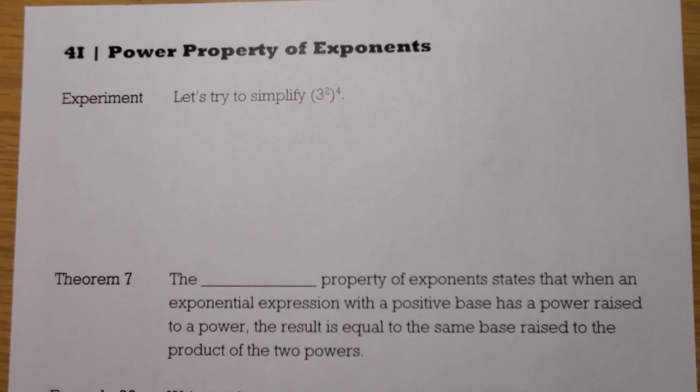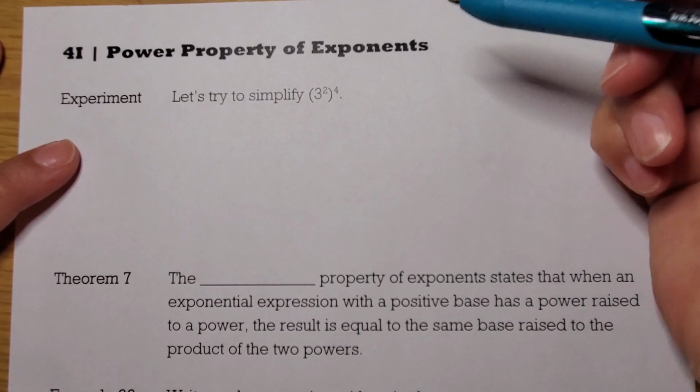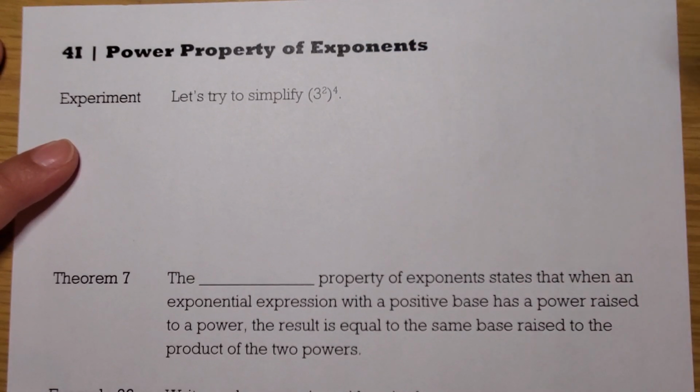Just like when we defined the product property of exponents, we did a little experiment to start. We're going to do the same thing here. So, let's try to simplify 3 squared to the 4th power.